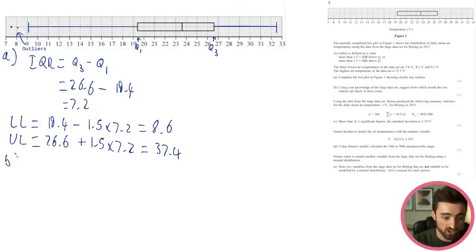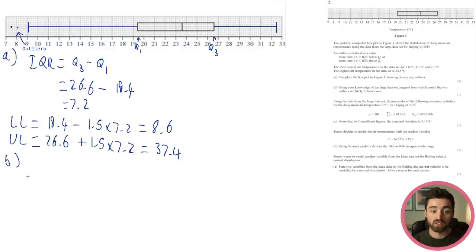Part B: using your knowledge of the large data set, a sentence that no one in an exam ever wants to read, suggest from which month the two outliers are likely to have come. I can't say much here apart from you just need knowledge of the large data set. If you don't have knowledge, I really can't see how you'd get this question right. Essentially, if you're up on it, then you would know that from Beijing, you have data between May and October.